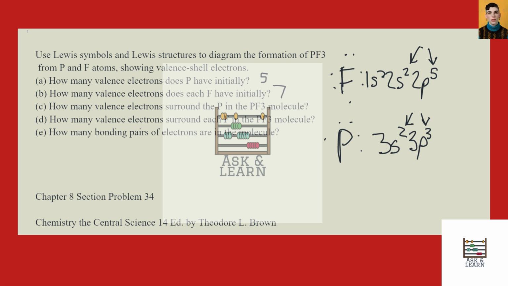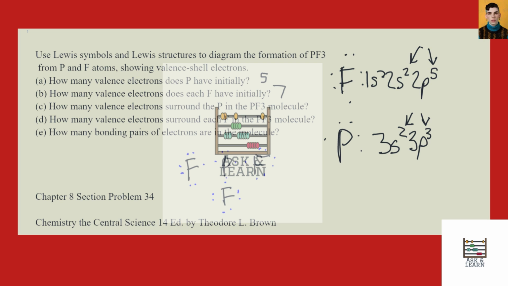Letters C and D ask, how many valence electrons surround the phosphorus and the fluorine in the PF3 molecule? And so if we draw the whole molecule, we start with a P in the center and 3 fluorines. And then we draw all of the valence electrons around them. I'll draw those in blue. Fluorines get 7. And phosphorus gets 5. 1, 2, 3, 4, 5.